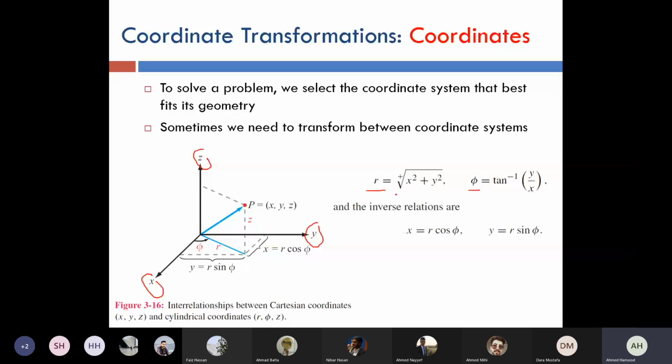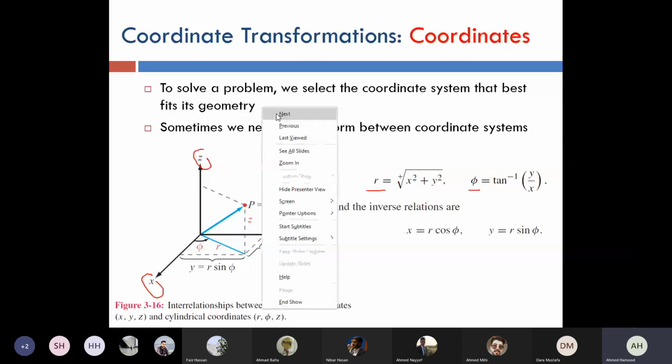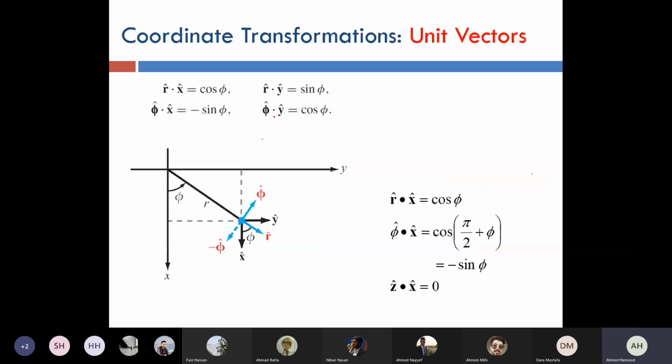At the end of these transformations, I will also have another table to describe all the transformation equations in one table to make it easy, so you don't get confused. Okay, let's see what we have.